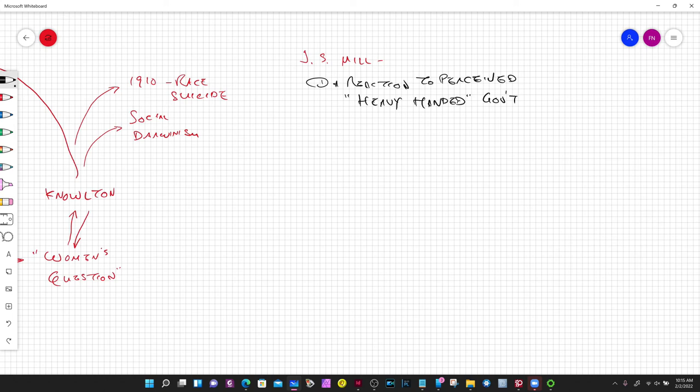One, a reaction to the perceived heavy-handed nature of government. For example, there is a growing resentment to having to sign the 39 articles before you go to college. Number two, there is a sense in which the need for individual liberty is the promise of urbanization.